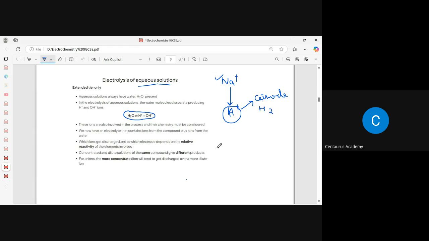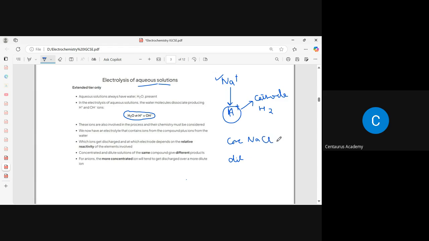Okay, for anions, the concentration comes into play. Now what happens when you have a particular solution which is concentrated and another solution which is a dilute solution? Sometimes the examiner also mentions concentrated aqueous sodium chloride. So don't get confused. Concentrated aqueous sodium chloride basically means that sodium chloride has been added to a little amount of water.